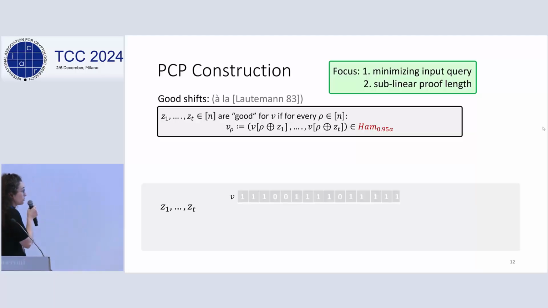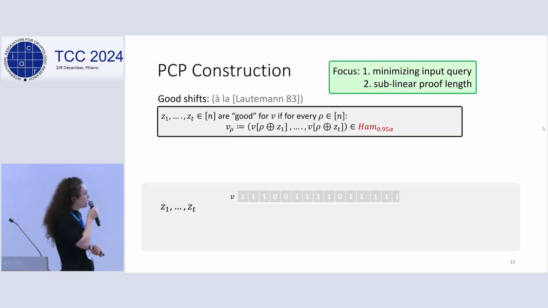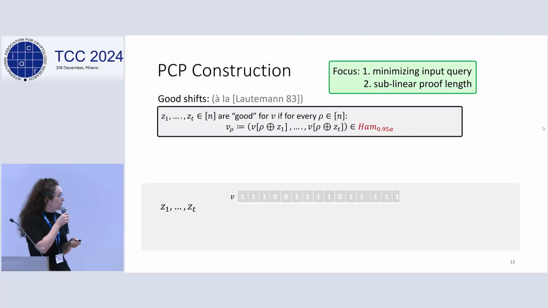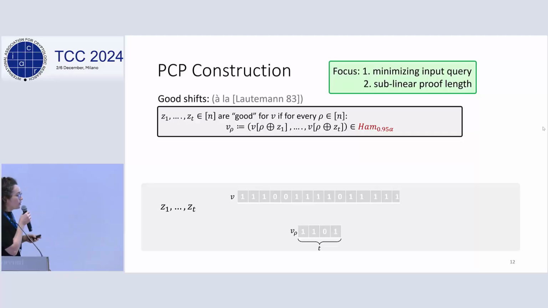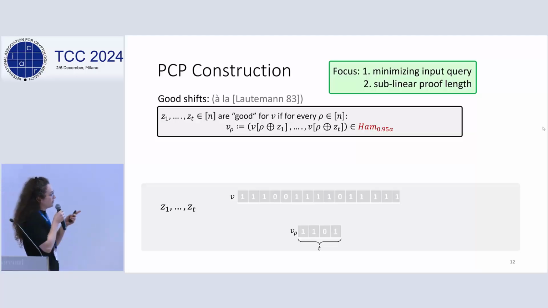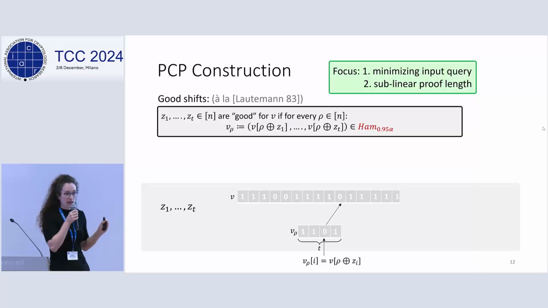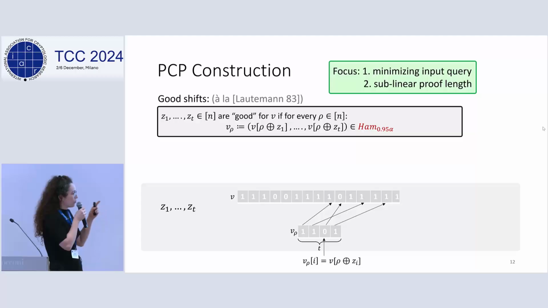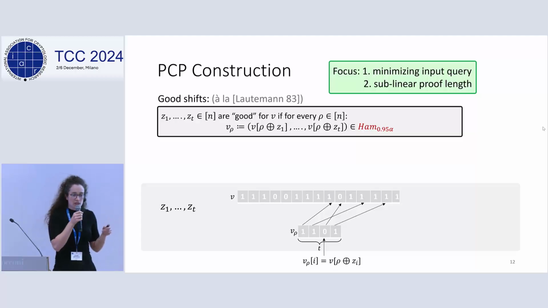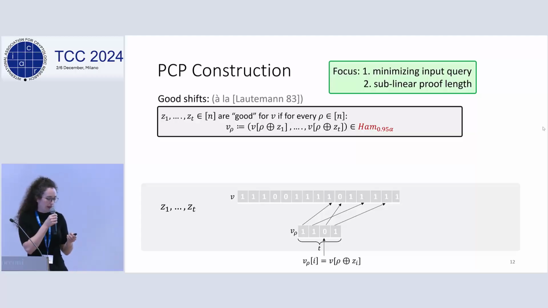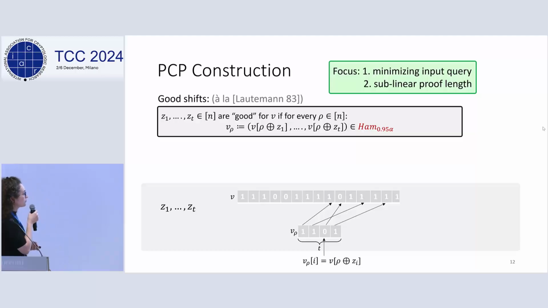So we have Z1 to ZT, we have the vector V, and V row is a T-bit vector, where the ith element in V row equals the element in V in location rho of x, or Zi, sorry. The ith element in V row is defined by Zi. Good, so we have n such shifted vectors.